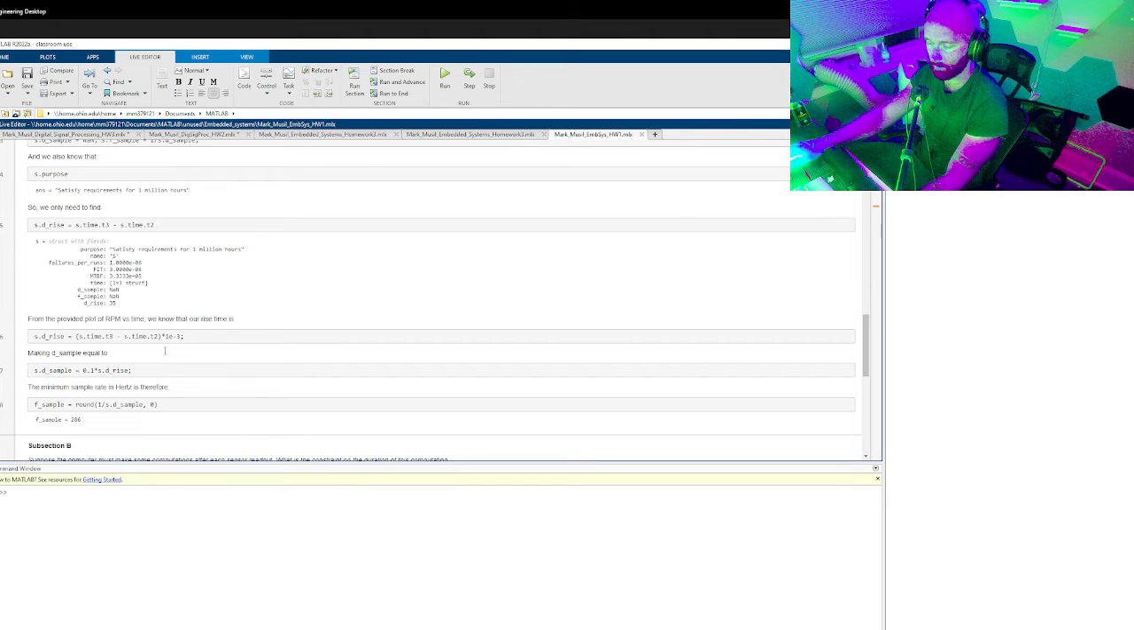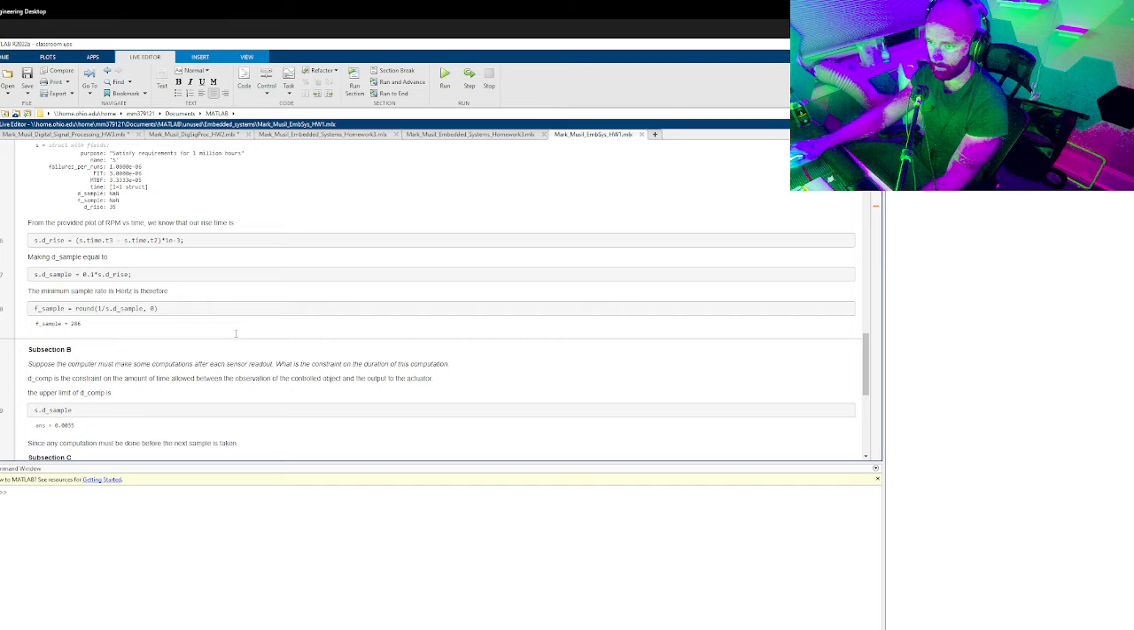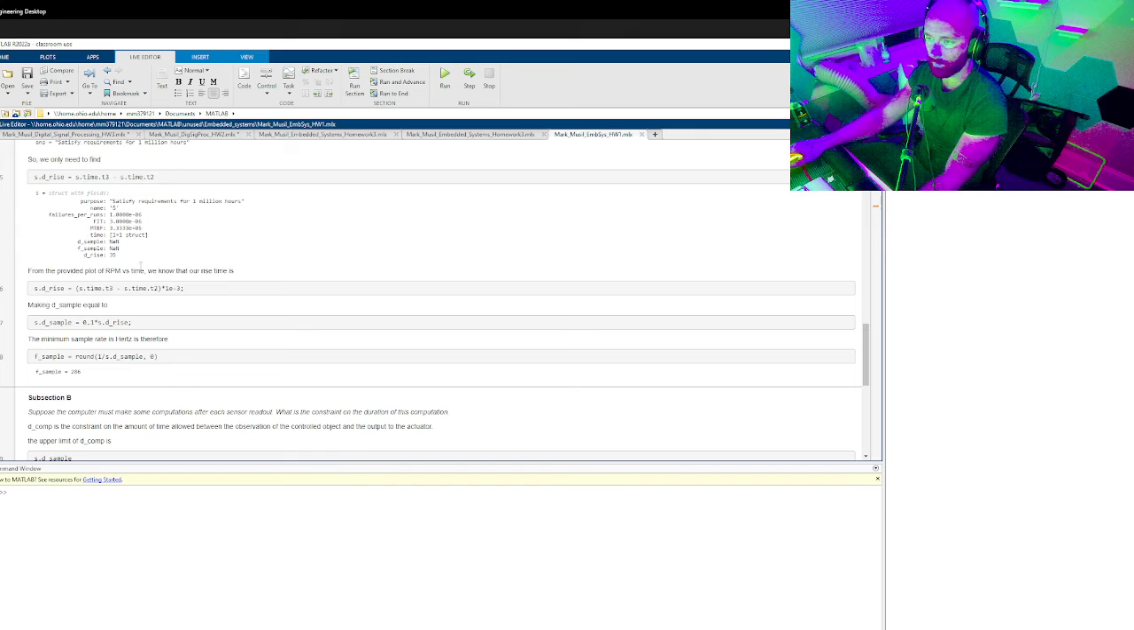RPM versus time. I don't get this part. Making D sample equal to 1 times S.D rise. The minimum sample rate in hertz is therefore F sample. Yeah. Just a little bit of easy math here.